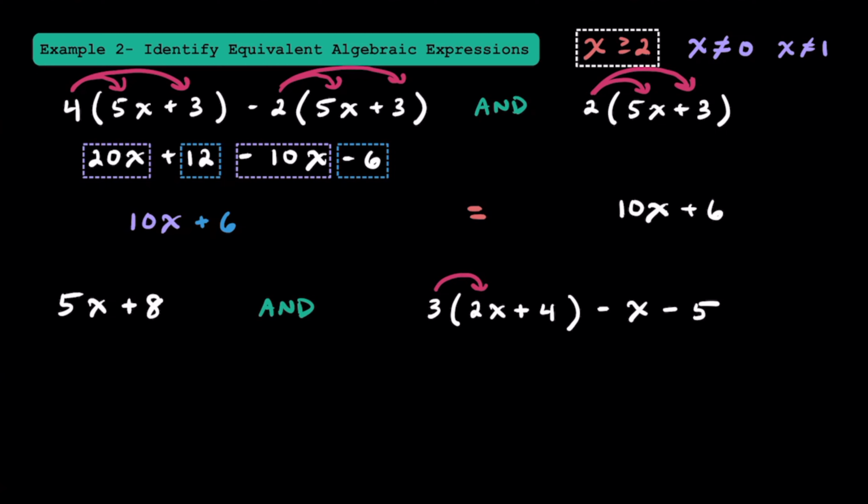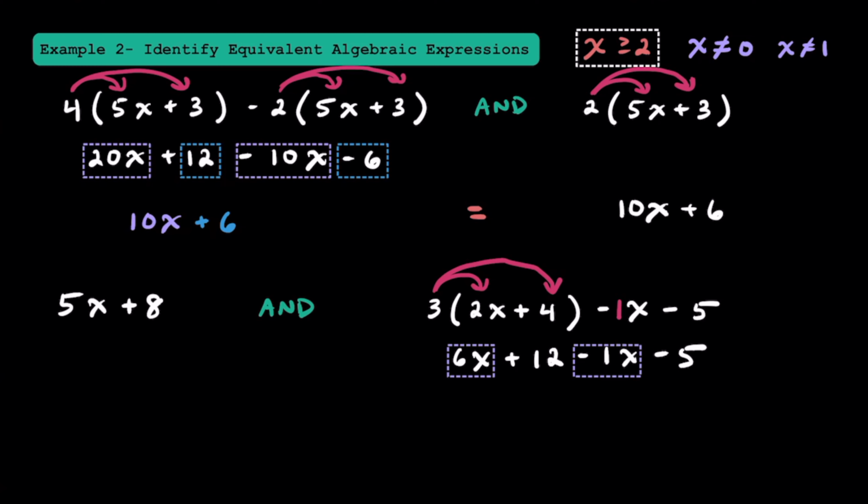Following the order of operations, we're going to have to do multiplication first and complete the distributive property. 3 of these 2x's, or 3 times 2x, gets us 6x, and 3 of these 4's, or 3 times 4, is equal to 12. Remember that every variable has a coefficient. This x, while we don't see a number in front, technically has a 1 that's invisible in front of it. We don't write it because of the identity property, but it's there. So we can write minus 1x minus 5.